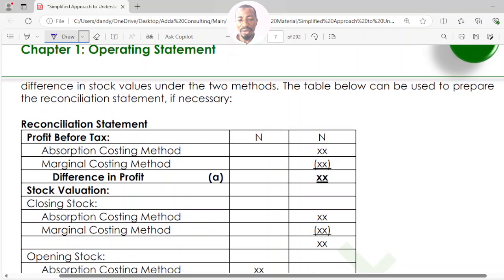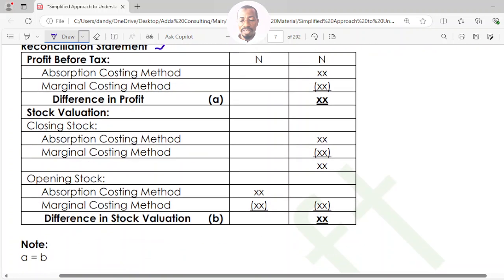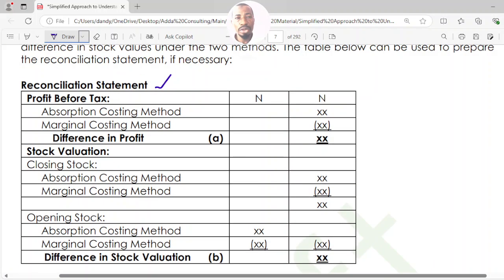So when you want to prepare your reconciliation statement, you can adopt this format. You don't use net profit. You don't find the difference in net profit or loss. Your focus is on profit before tax. But if in the question you are not given income tax rates, in that case your net profit is the same thing as profit before tax. However, where you have income tax, you have to use profit before tax. You don't use net profit.